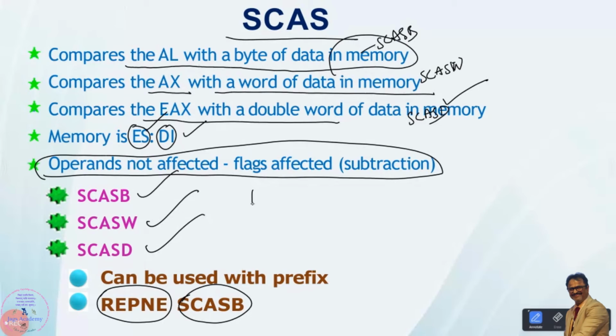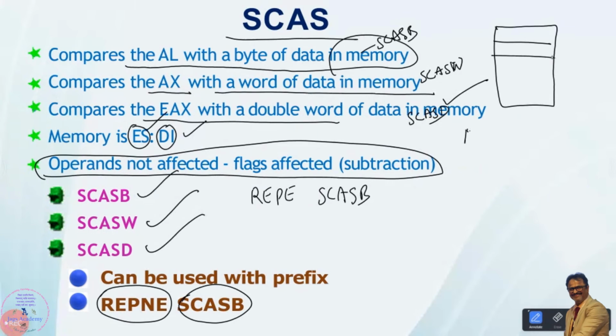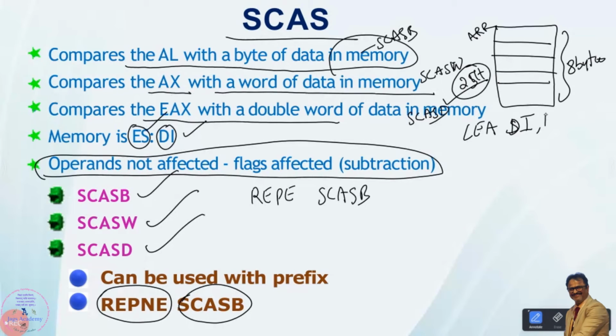Suppose I have an array of 8 bytes, and I want to check for 25H in it. First I will use load effective address, LEA, in DI, not in SI, because I want to use SCAS with DI. I point it at ARR.